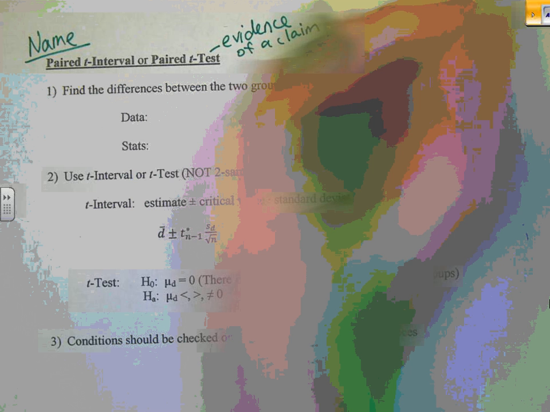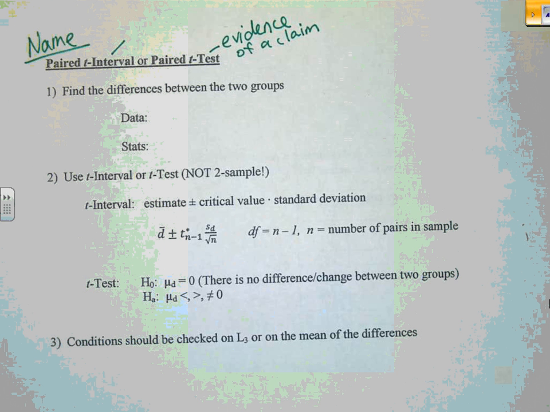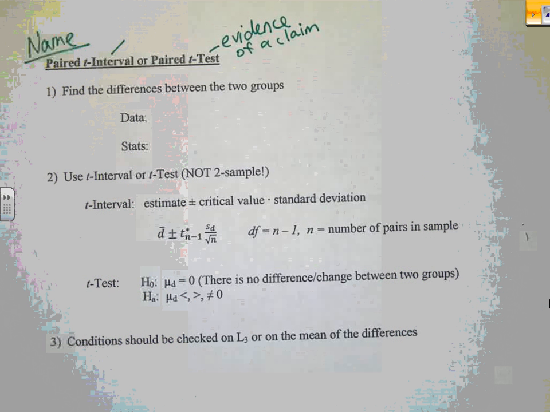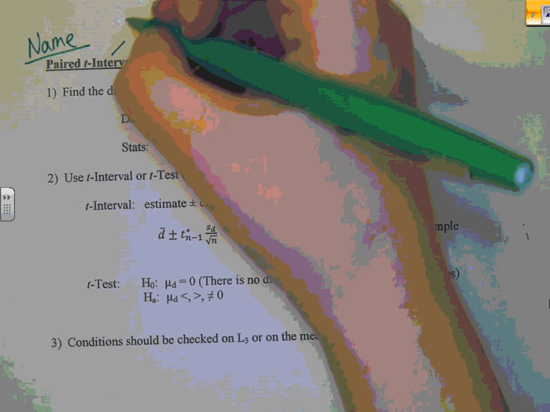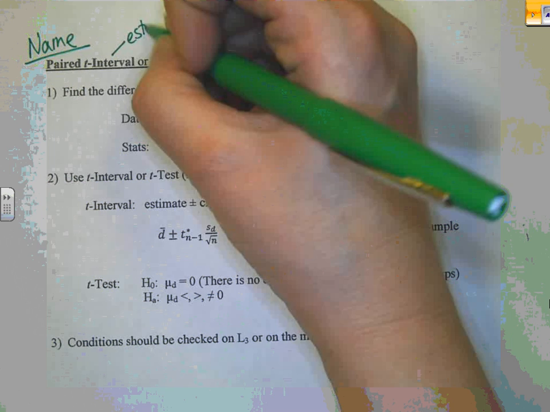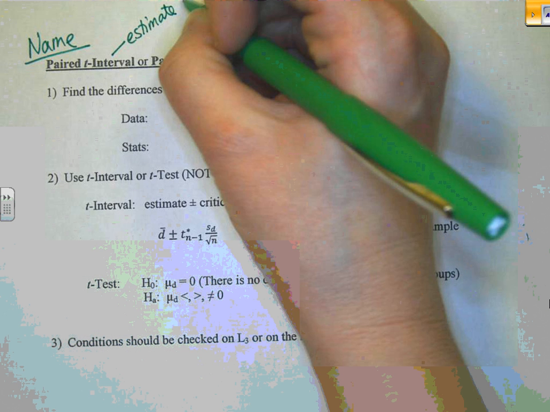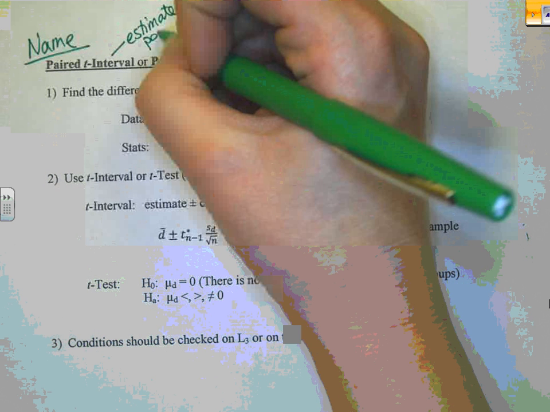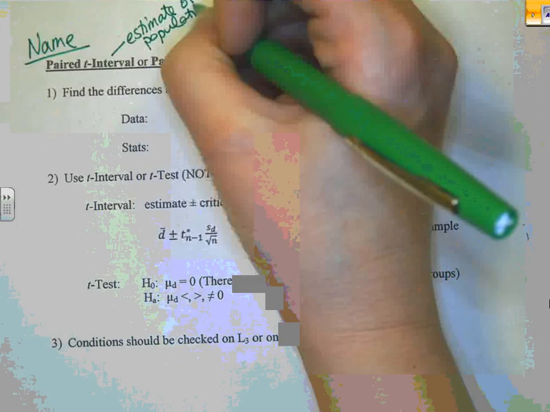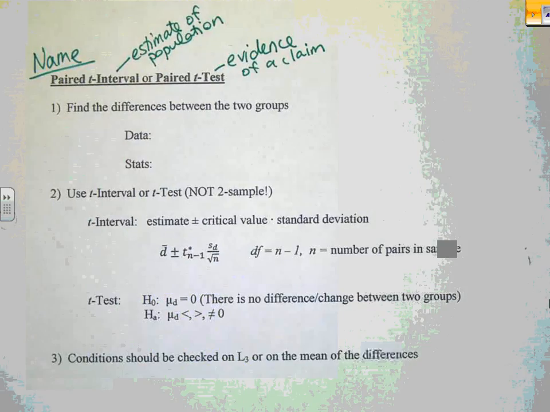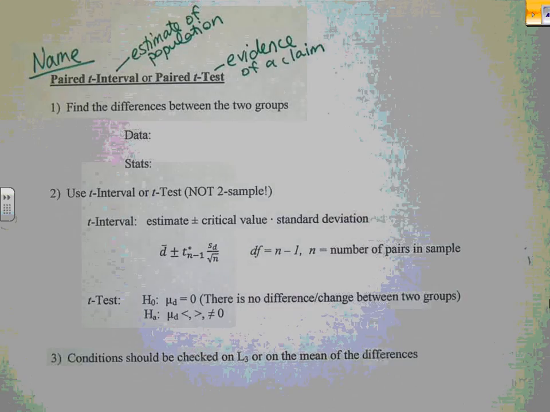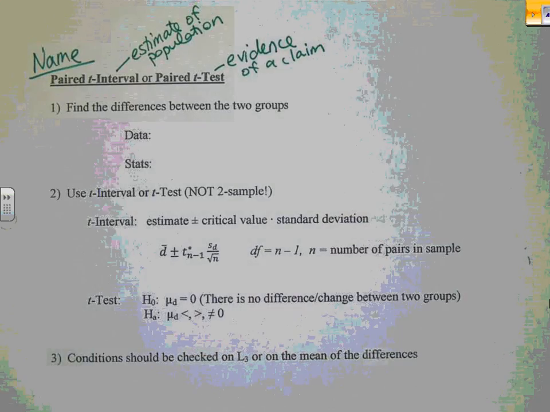What are you doing when you make an interval? What does the interval even tell you? Just trying to find where the actual mean is. Yeah, in this case, the mean. So it's an estimate of the population. Okay, so it might not be in those exact words, but that's what you're doing. Main thing is, if you're looking for evidence, you need to do a test.